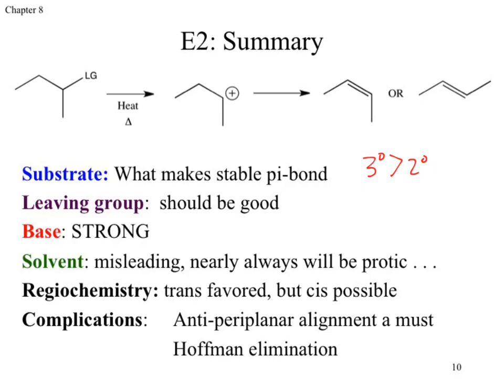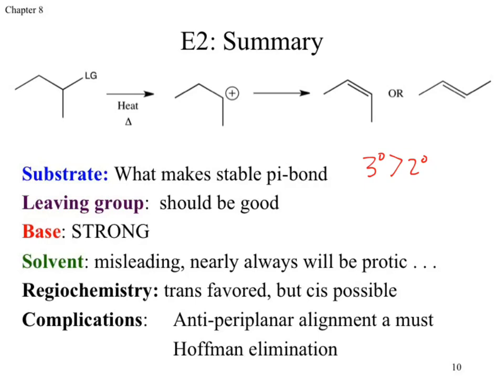We still need a good leaving group. We still need a strong base. The solvent is going to be misleading because in almost all conditions it will be protic. Your regiochemistry, we will favor the trans product. So remember I said that we only get one product, but it's one per hydrogen. You'll notice in a lot of circumstances you'll have multiple beta hydrogens to eliminate. With each of those beta hydrogens you get one product.